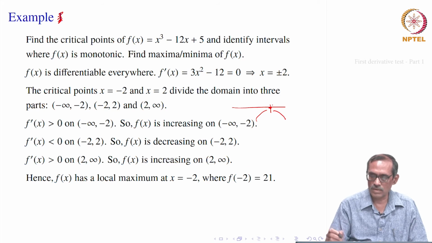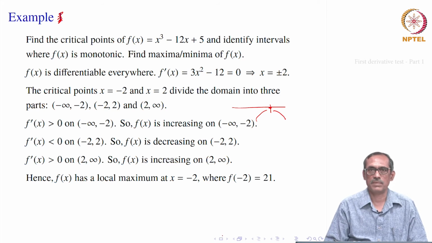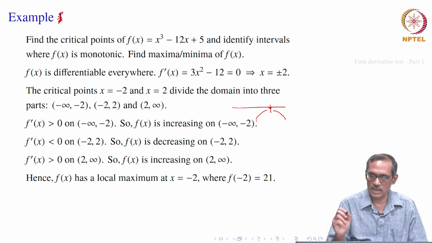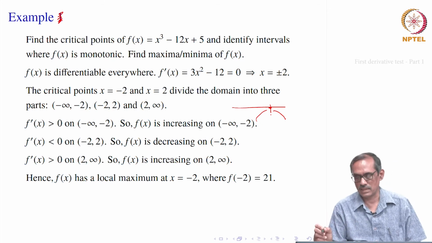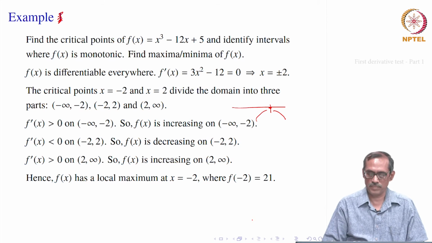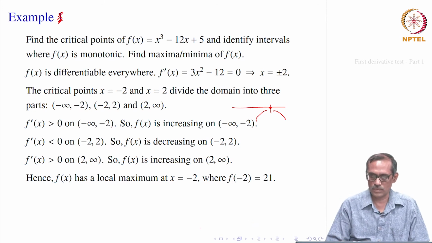So, at 0 there is a local maximum. It is a critical point, but since it is increasing and then decreasing, that should be a maximum, because by the definition of local maximum, on a neighborhood, on the left neighborhood it will be increasing, and on the right neighborhood it should be decreasing. Then there is a local maximum. That is what happened at minus 2.